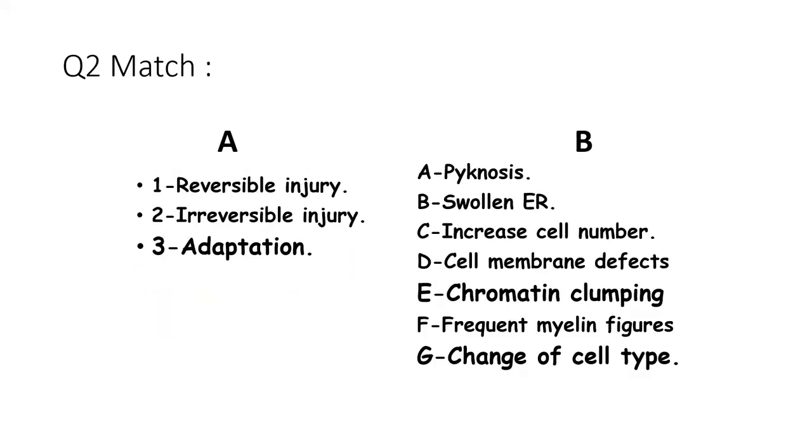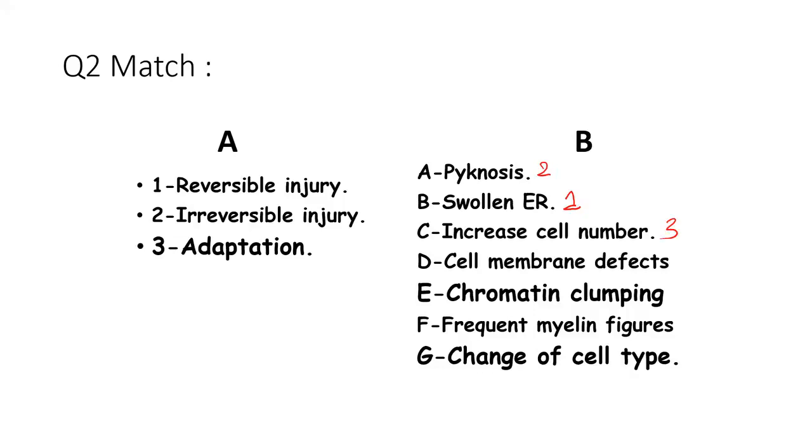Match this question. Reversible injury, irreversible injury, and adaptation. Pycnosis goes where? Goes with irreversible injury. Swollen endoplasmic reticulum, just the swelling of the endoplasmic reticulum, goes where? With reversible injury. Increase in cell number. This is hyperplasia. This is adaptation. Very good.